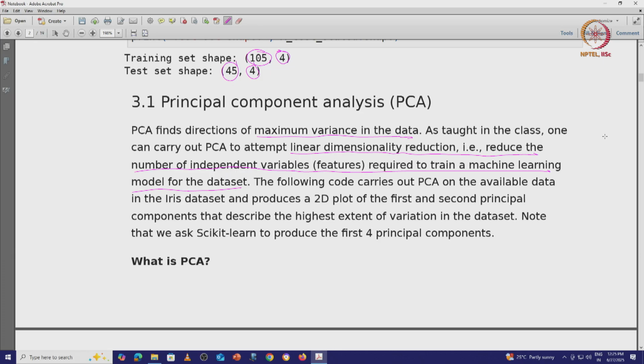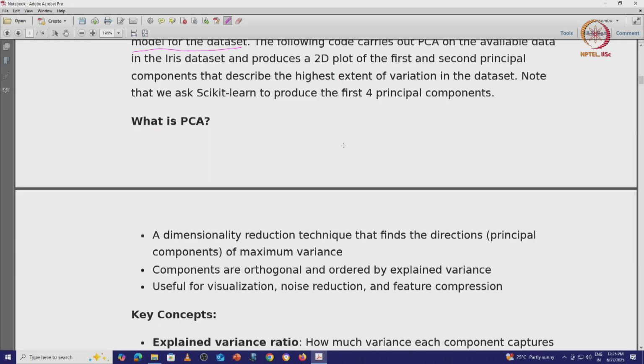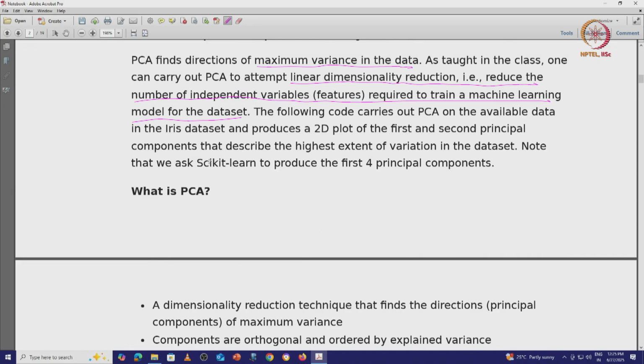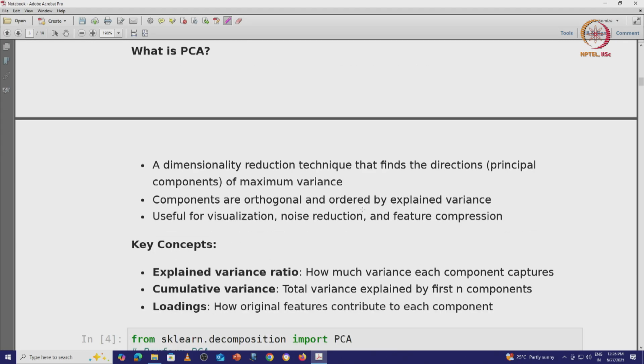Okay, so the code that we are presenting here carries out PCA on the available data in the iris data set and produces a 2D plot of the first and the second principal components. Alright, and the number of principal components is up to us. We can specify how many principal components are needed. So this is just to refresh your memory.